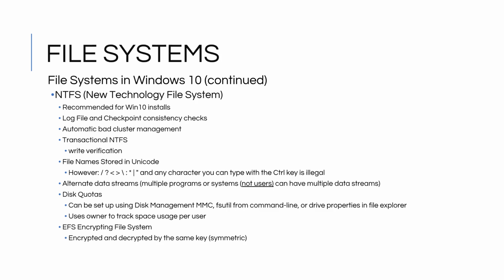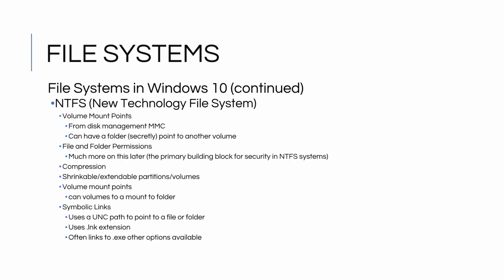You can do that by exporting it and then using an asymmetric key, which uses a different key to encrypt and to decrypt, to encrypt the file, and then that way you can send that along, and the asymmetric key to decrypt it. It uses volume mount points, which you can use from the Disk Management MMC.